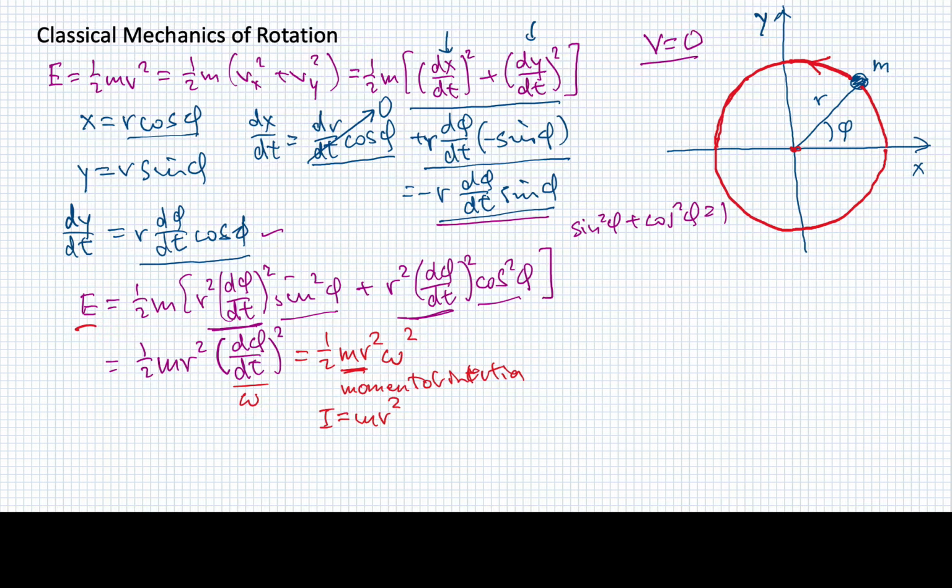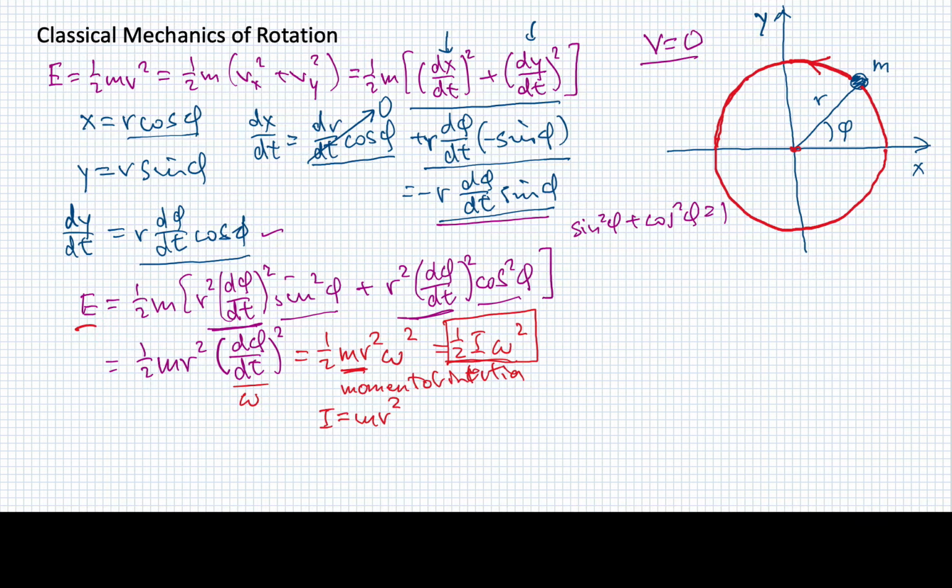And so we can rewrite this expression for the energy now as the moment of inertia times the angular velocity squared. All right, which now is an equation that you may have seen in your physics course or in a physics textbook. And this is a perfectly good way of expressing the rotational energy of a particle like this in the plane.